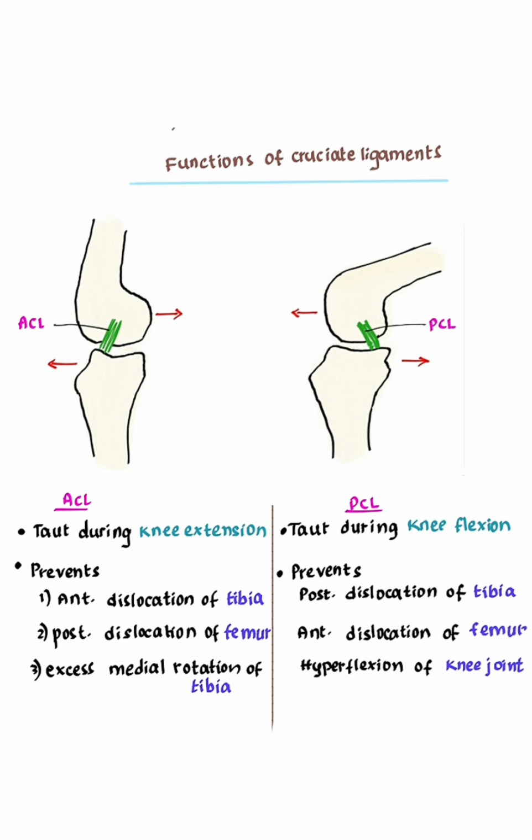Remember the attachment. And posterior cruciate ligament is attached to posterior part of tibia. It prevents posterior dislocation of tibia. It is attached to anterior part of femur. It prevents anterior dislocation of femur. ACL also prevents excess medial rotation of tibia. PCL prevents hyperflexion of knee joint.